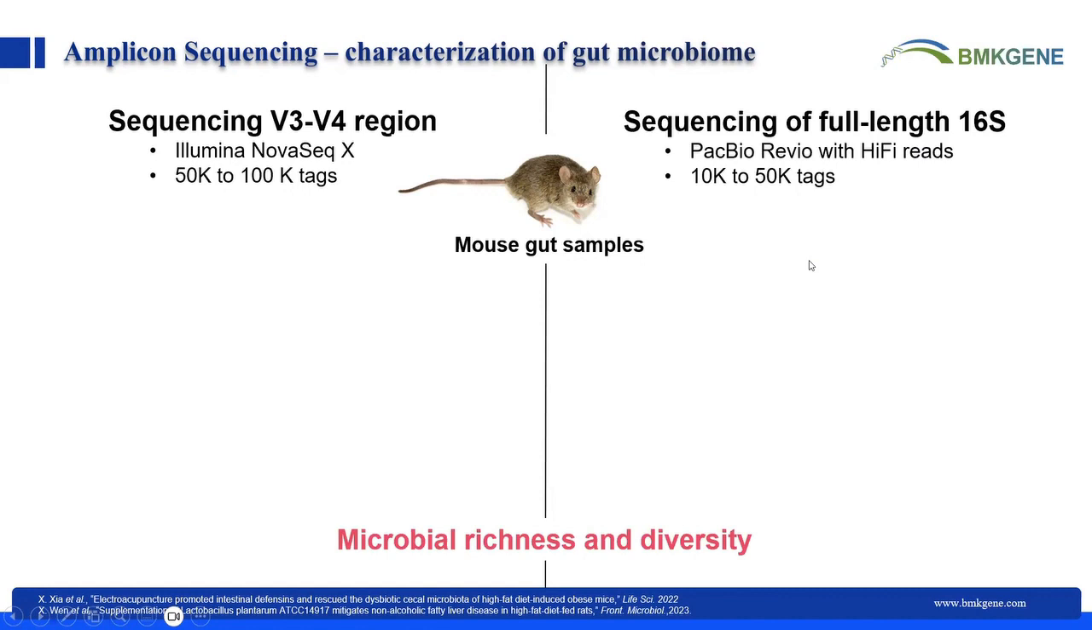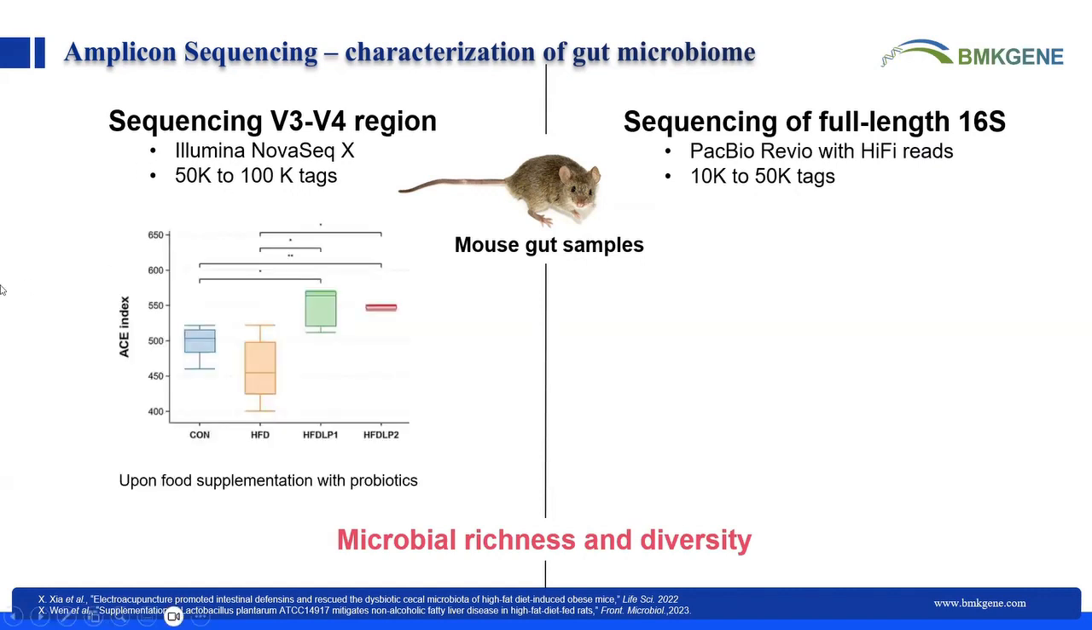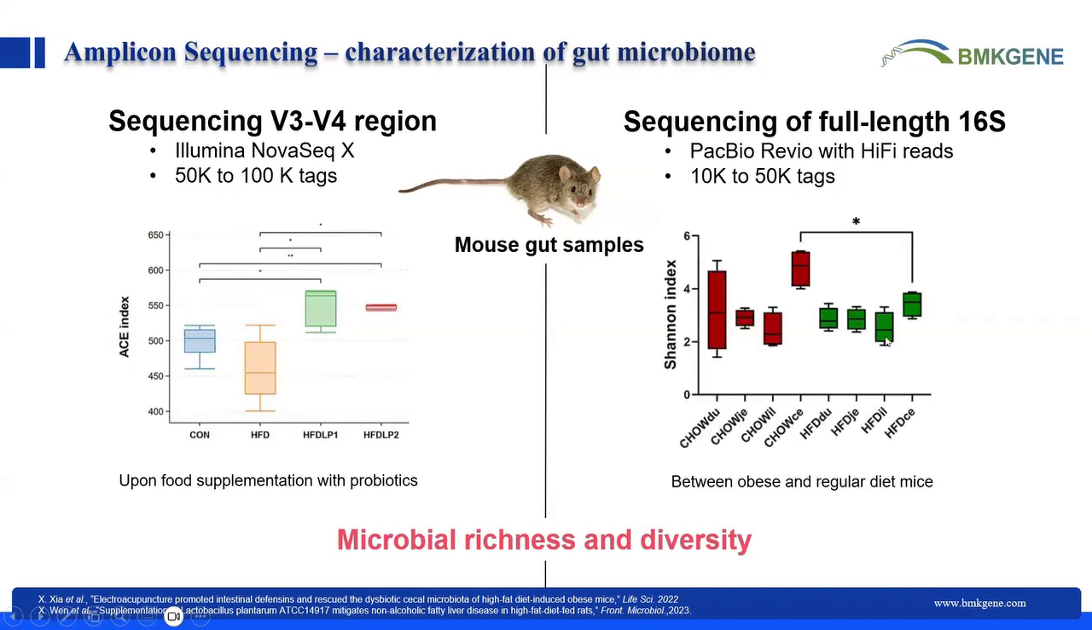In amplicon sequencing projects, we usually want to understand what the microbial diversity is and how it differs between two samples. So in the first study, the idea was to understand the effect of food supplementation with probiotics on the gut microbiome. And it was found that probiotics result in an increase in the microbial diversity. In the other study, the comparison was between obese mice and mice that are fed a regular diet. And the conclusion from this data is that obese mice have a decreased diversity in the microbiome.